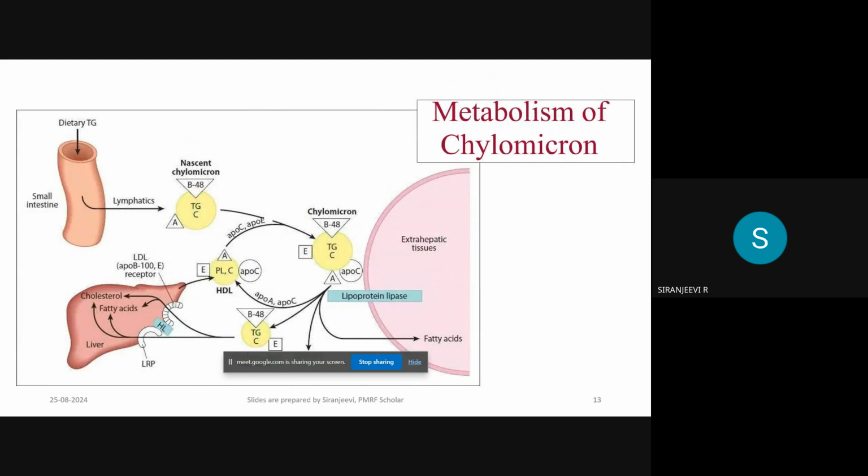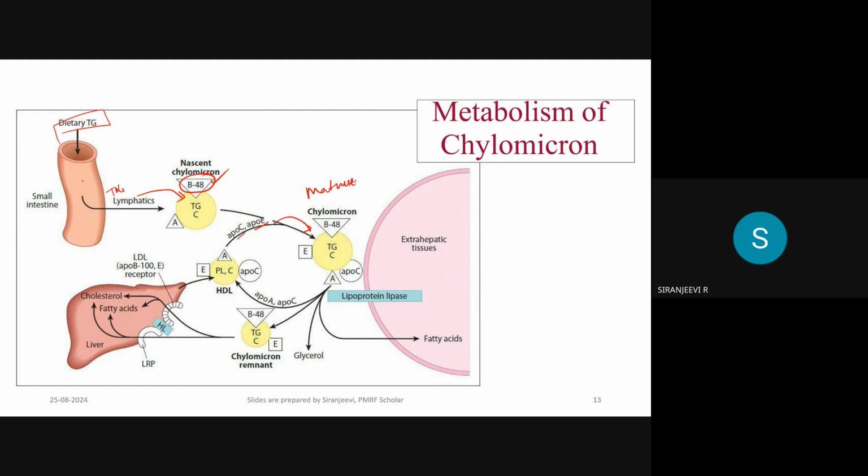This is the overall metabolism that we see. The first step is that dietary triacylglycerol is taken up in the small intestine. From the small intestine, the TAG, the triacylglycerol, is taken up by the nascent chylomicron. The nascent chylomicron has the B48 apolipoprotein. And finally, from the HDL, it takes ApoC and then ApoE. Then it forms the mature chylomicron.